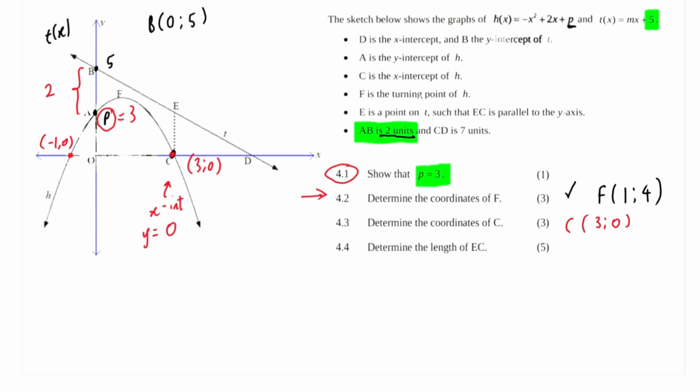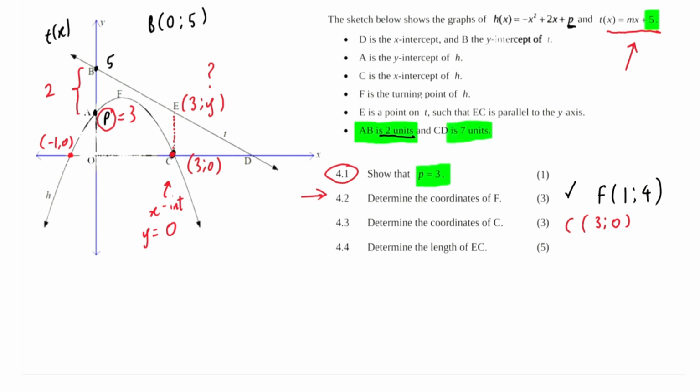Now let's find the length of EC. In order to find the length of EC, we need the equation of t of x. We know definitely the x coordinate of E is going to be 3, because of this vertical line, but the y coordinate is unknown. In order to get the y coordinate, we need to plug 3 into this equation, but m is unknown. What other information is given in this question?